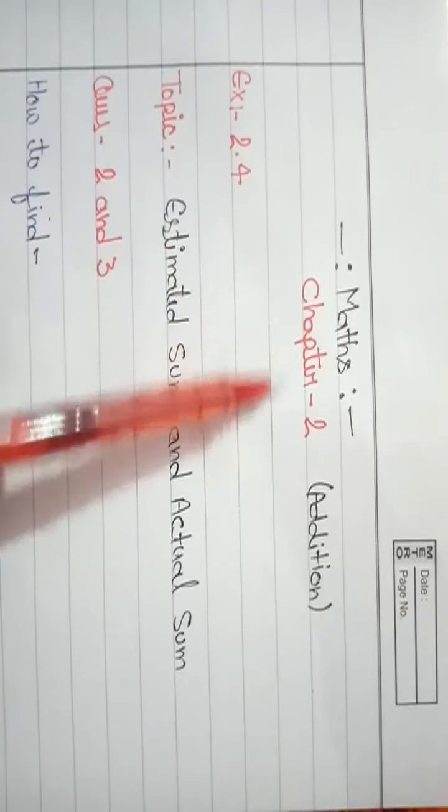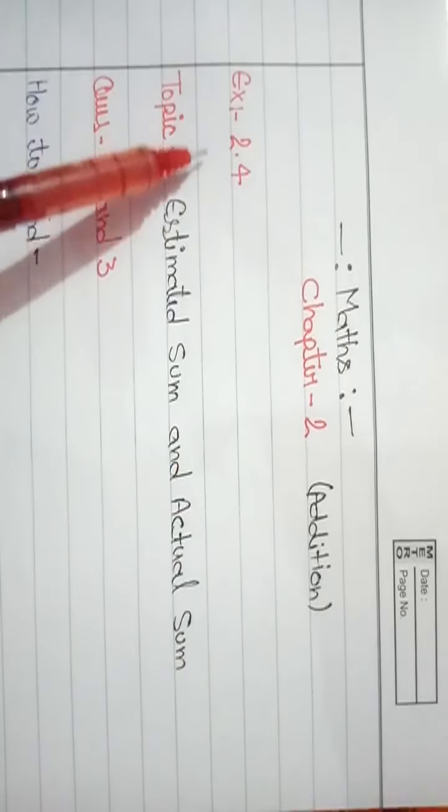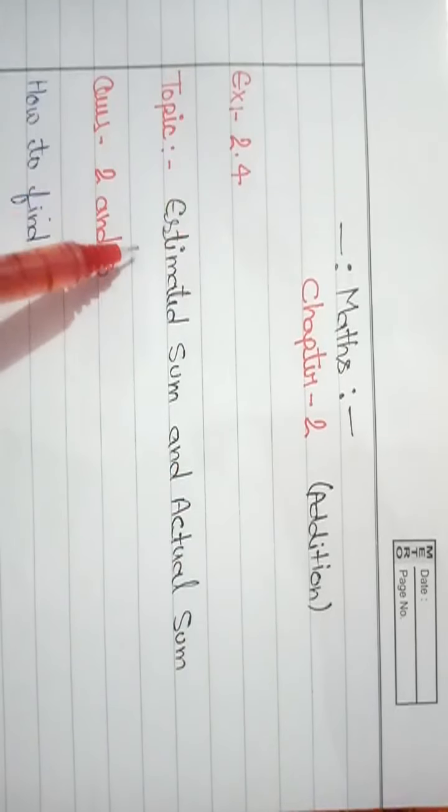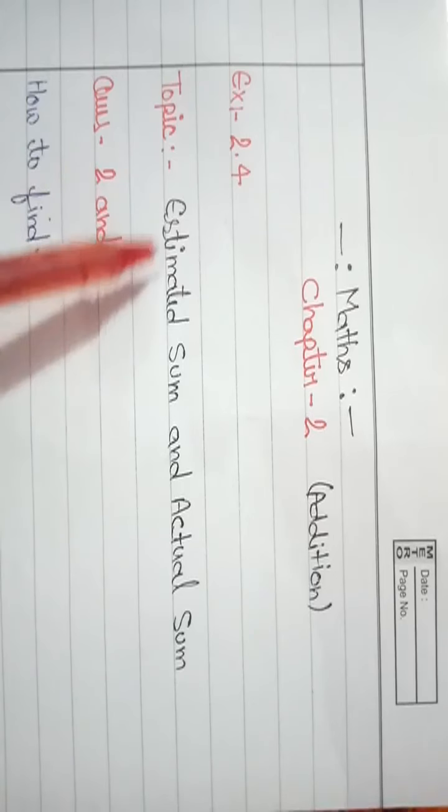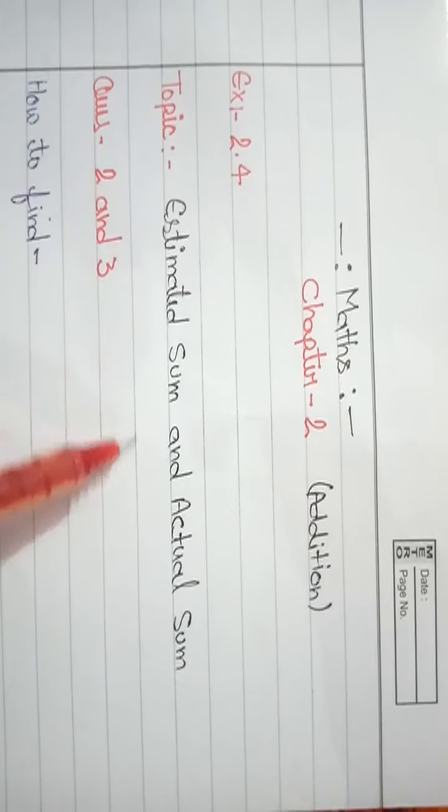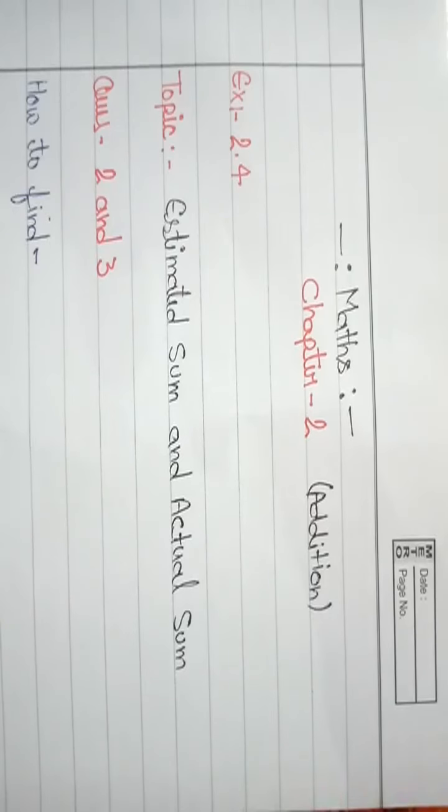Today we are starting chapter 2 addition exercise 2.4. In this exercise we will do question number 2 and 3 and the topic is estimated sum and actual sum.